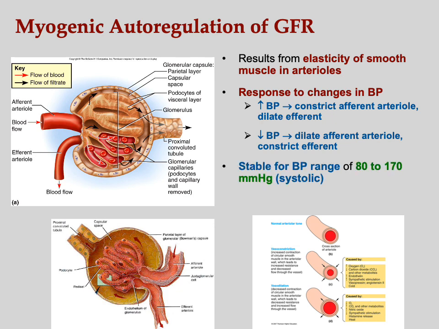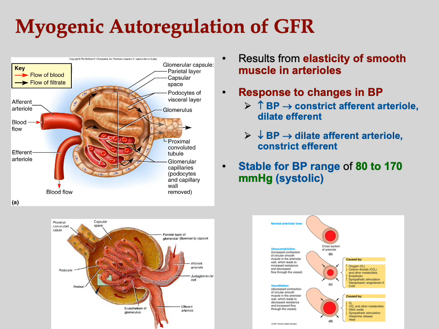This is stable for a blood pressure range of 80 to 170 millimeters of mercury for systolic. So remember, blood pressure, systolic over diastolic, the classic typical systolic is 120. So if, for whatever reason, something is affecting your blood pressure, it's crashing or going up too high, well, right here in the glomerulus, we can make adjustments all the way down to 80 and all the way up to 170. Beyond that, it's going to take more help. The glomerulus can't do it itself at that point, all right?